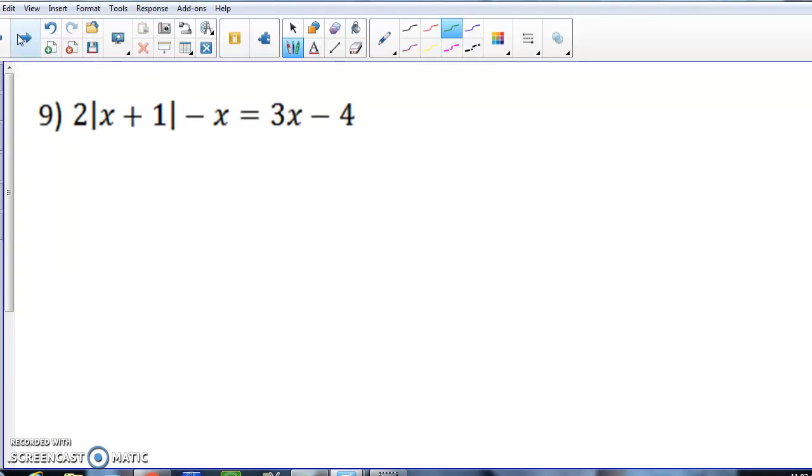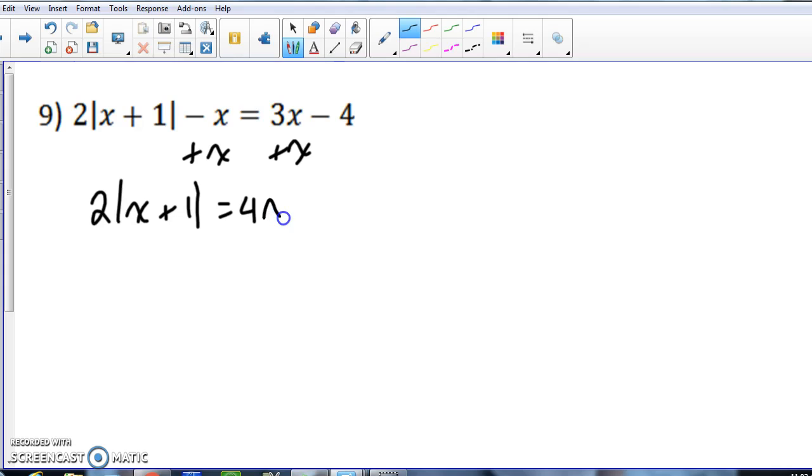Now, let me get you, again, started to a point with this, and then I want you to try it. So there's nothing I can do until I get absolute value by itself. So the first thing I want to do is add this x to both sides. And then I have that 2 in front. I need to take care of that also. Divide both sides by 2.